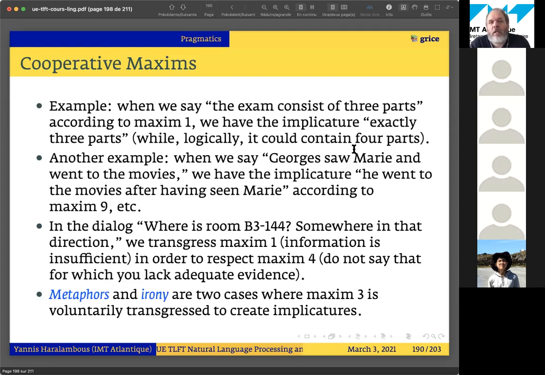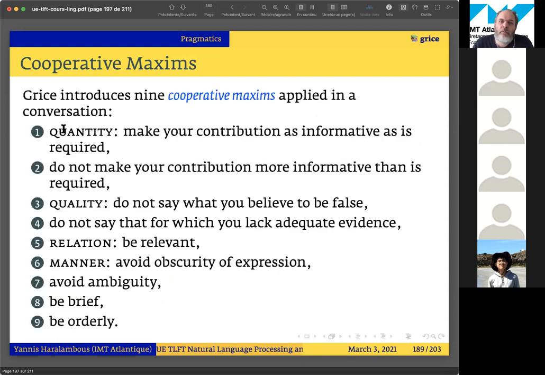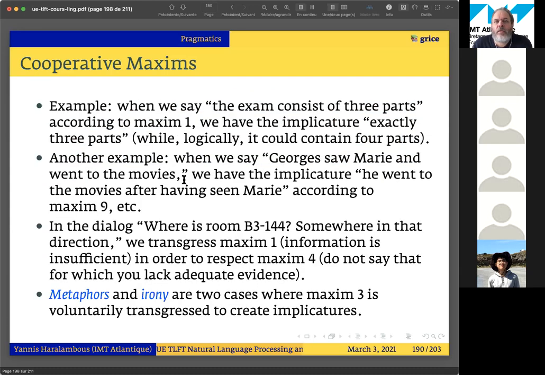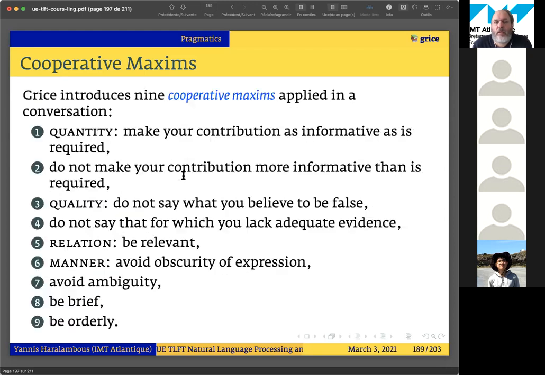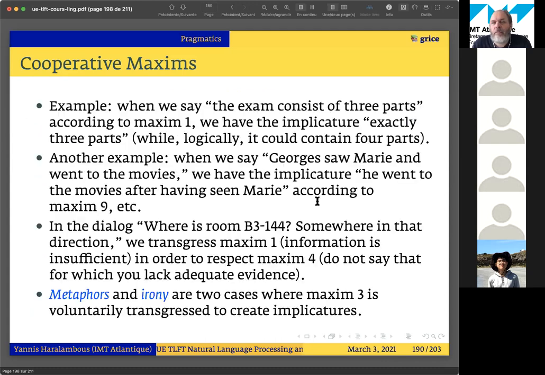If I say the exam consists of three parts, then according to Maxim 1, I am giving the information that the exam consists of three parts, and I'm giving as much information as required. So when I say three parts, I mean three and not four.